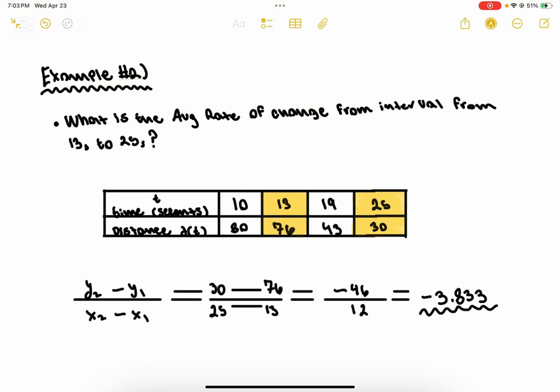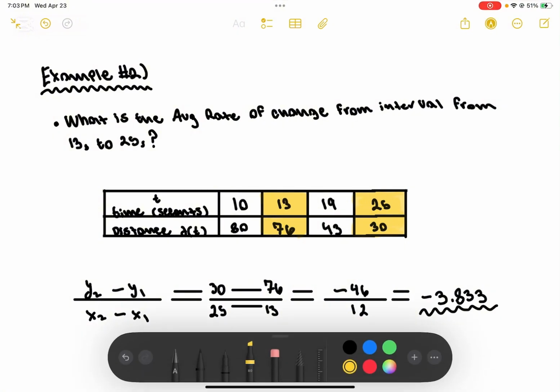So here is another example. What is the average rate of change over the interval from 13 seconds to 25 seconds? You're probably wondering, what points are we using? Well, if you think about it, they gave us 2 x values, which are 13 and 25. And as we established before, the rate of change is equal to the change in y over the change in x. And don't be confused by these notations, where t is the time in seconds and d(t) is the distance. We can just replace these with x and y.